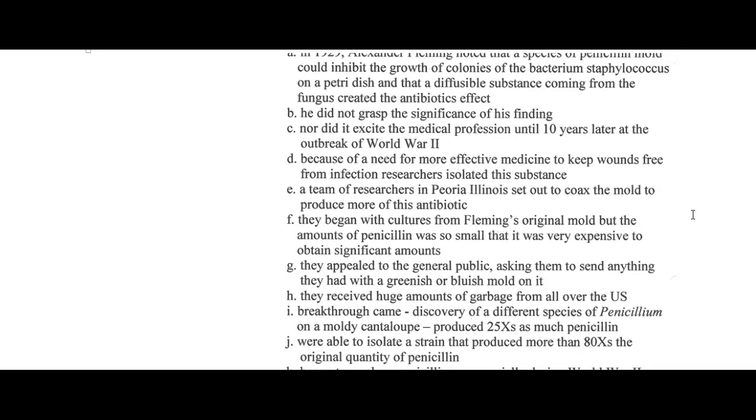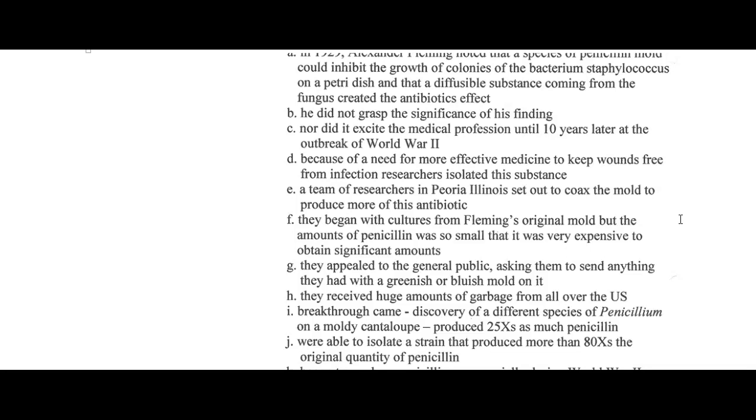It did not excite the medical profession until about 10 years later at the outbreak of World War II. So they needed effective medicine because a lot of the soldiers were dying from wounds that they shouldn't have died from, but they got infected. So they're trying to come up with some type of antibiotic. A team of researchers in Peoria, Illinois set out to coax the mold to produce more of this antibiotic. And so Fleming actually had published his work. He didn't really understand that it was really important, but he did publish his work.